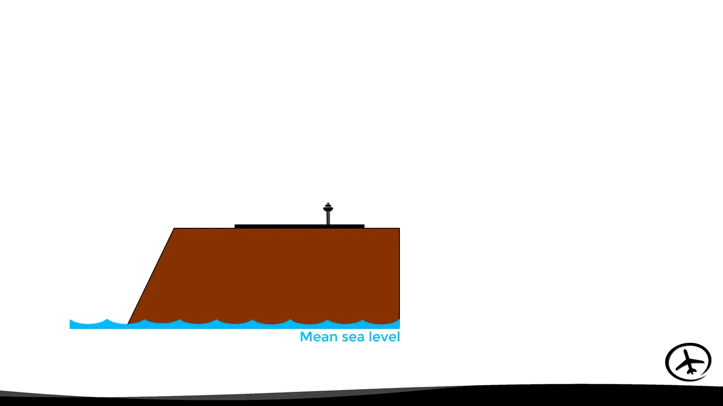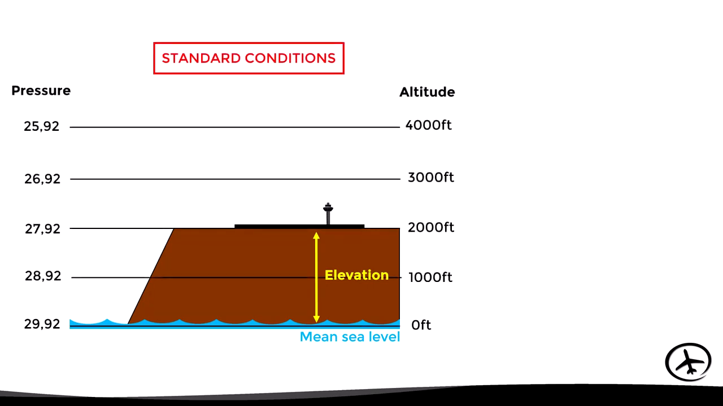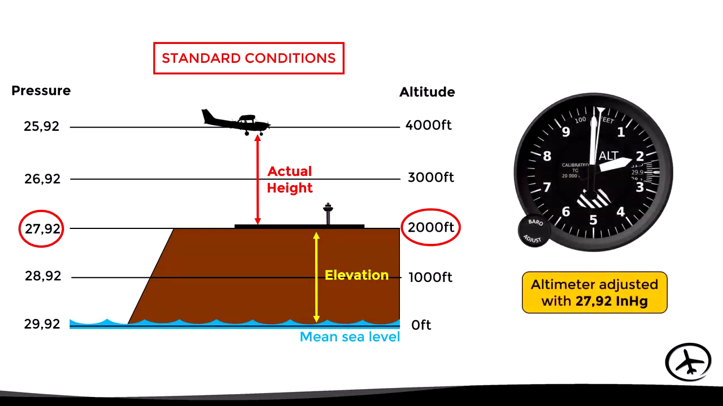As we mentioned, the vertical distance between the mean sea level and a point on the ground is known as elevation. And under standard conditions, we would have the isobars distributed as follows. So how should the pilot adjust the altimeter to indicate the height above the airport? In this particular case, the airport elevation is 2,000 feet, and as we can see, the pressure level that identifies 2,000 feet is 2792.